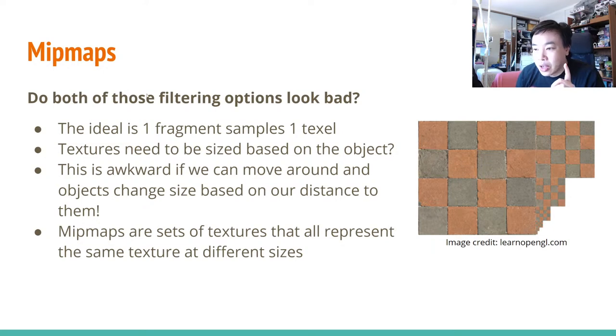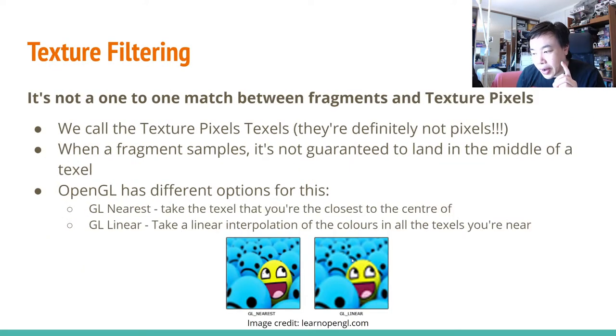The reason why both of these look bad is because we're getting multiple fragments accessing the same texel. So multiple screen pixels are all looking at the same texel, which means the resolution of what we end up putting on screen is lower than the screen's resolution, and we need to upscale the image in some way. Nearest is going to upscale it so all the pixels look gigantic. Linear is going to upscale it so that everything looks really fuzzy. So neither of these is a good compromise.